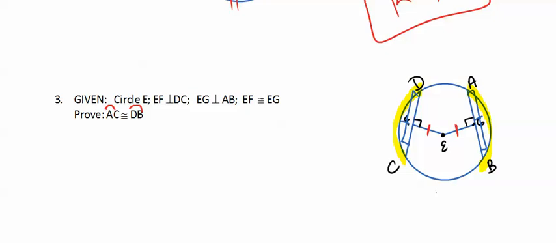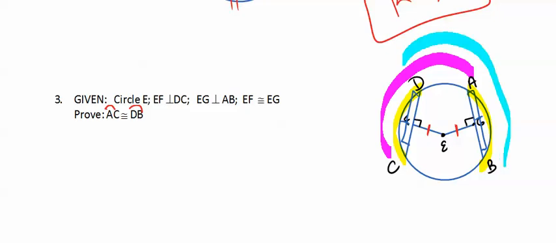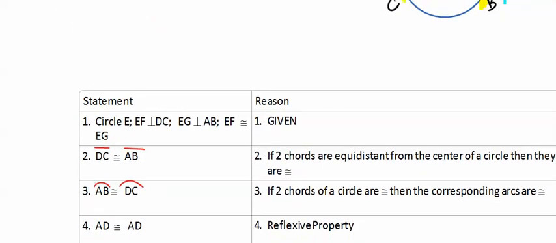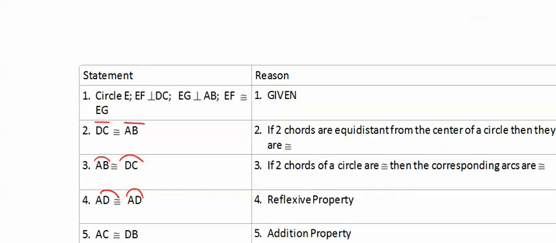Now, if we look at what we're trying to prove, that AC is congruent to DB, you'll notice that they have an overlapping arc right here of AD. So we can use the reflexive property, AD congruent to AD, and then that will bring us to AC is congruent to DB based on the addition property.